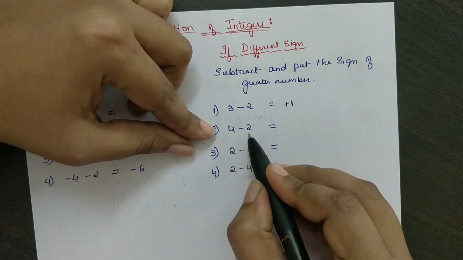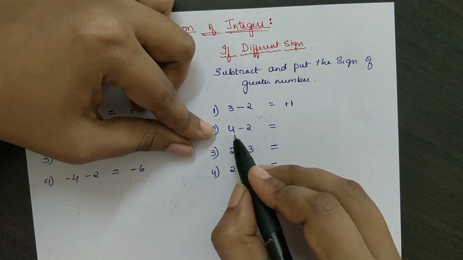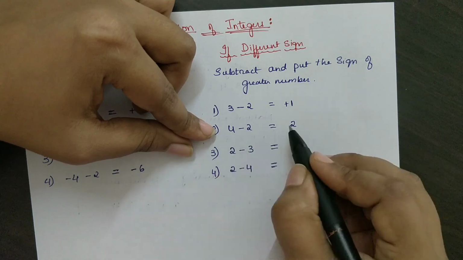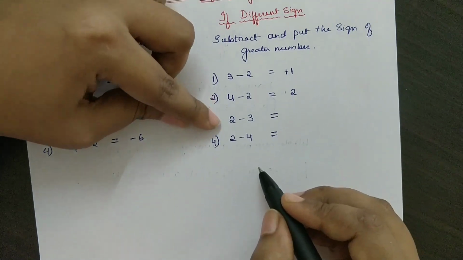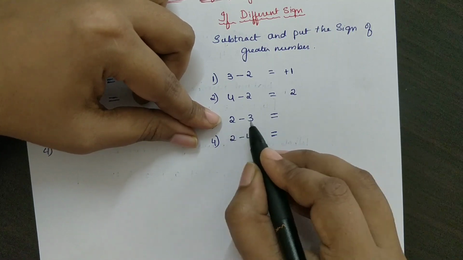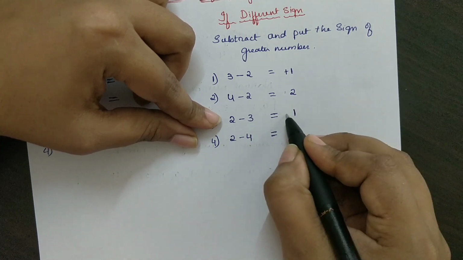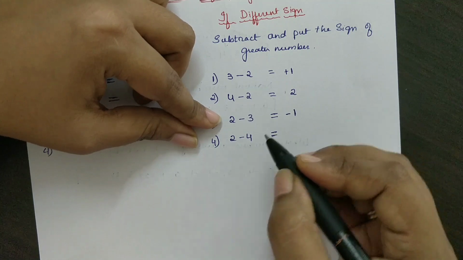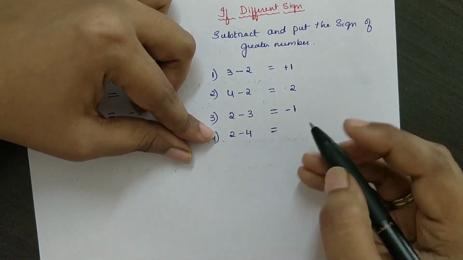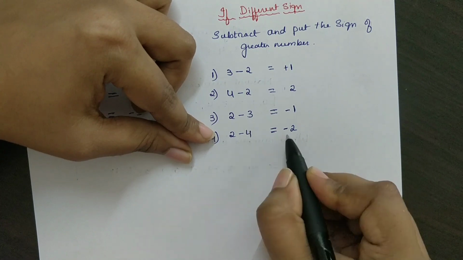+4 -2. Different signs. So subtract and put the sign of the greater number. 4 -2 is 2 and plus. So +2. -3 +2. Different signs. Subtract, 3 -2 is 1 and the sign will be minus. -4 +2. Different signs. Difference of 4 and 2 is 2 and the sign will be minus, the greater number's sign.